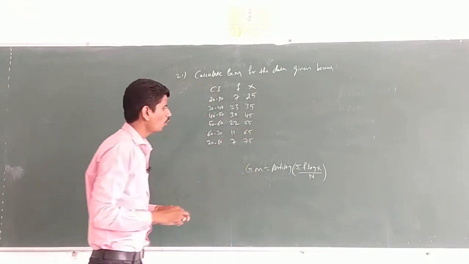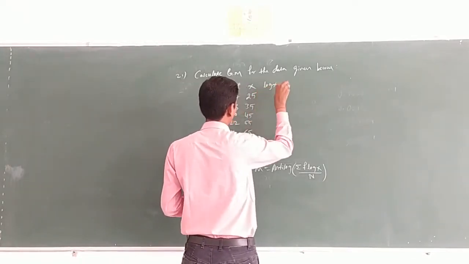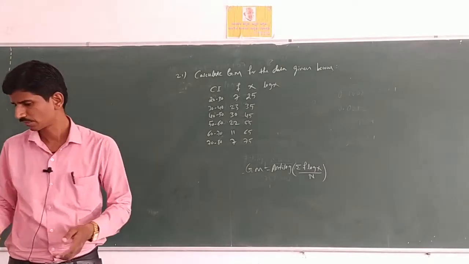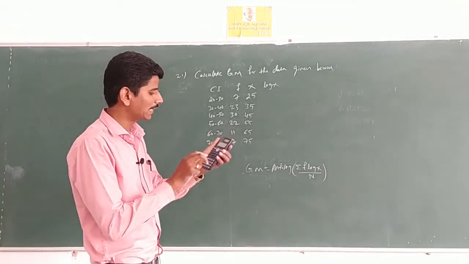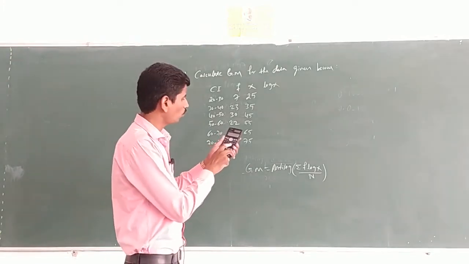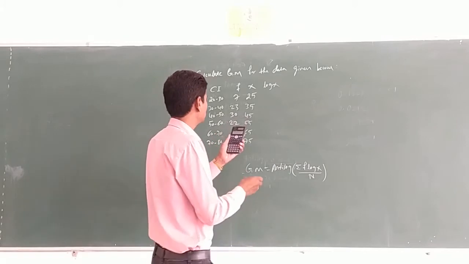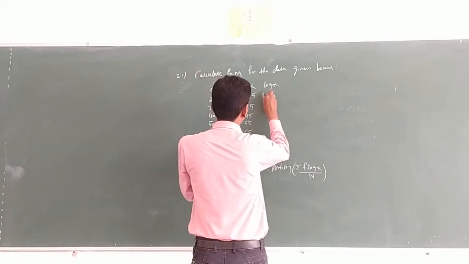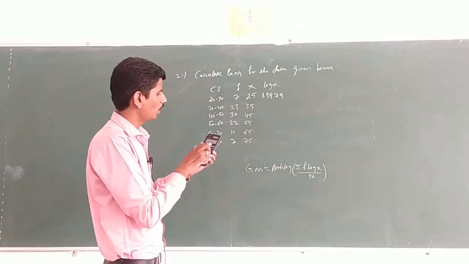Then find the log of x. Here I am using a scientific calculator directly. Log 25 is 1.3979.